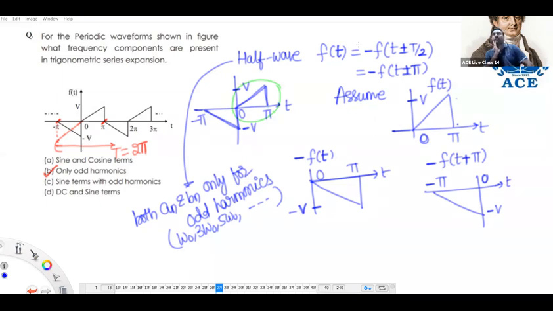As evenness and oddness both failed, we checked the next combination, sir, that is the half wave combination. I am moving to the next slide.